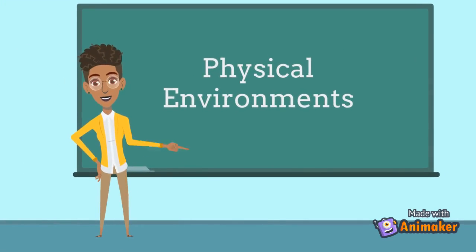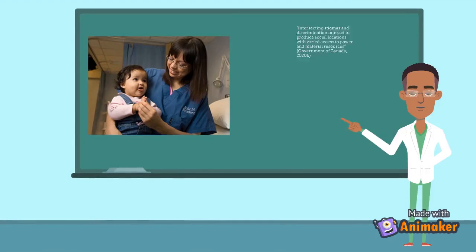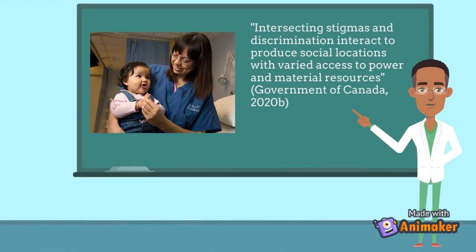Physical environments. Intersecting stigmas and discrimination interact to produce social locations with varied access to power and material resources. Remote regions face restricted access to transport and communication outside the community. Rurality also commonly intersects with poverty and habits such as smoking, which makes these populations vulnerable.